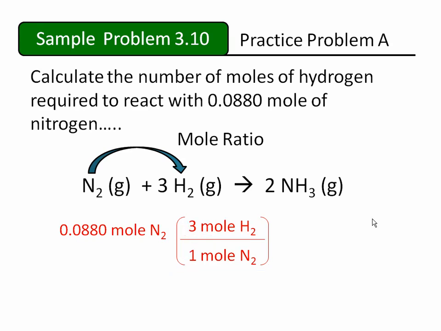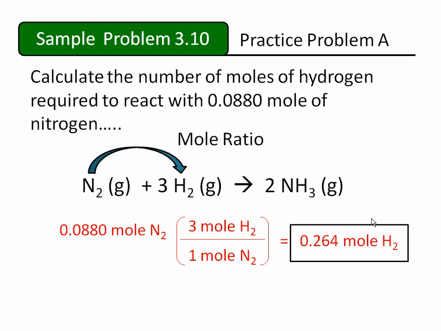Now we're ready to calculate a solution, and remembering that our units of moles of nitrogen cancel, we can find out that we will need 0.264 moles of hydrogen to react with our nitrogen sample. The sample of nitrogen was given to us in 3 significant figures, and as we calculated the answer, it came out in 3 significant figures. So there's no rounding involved in this one. We have our solution.